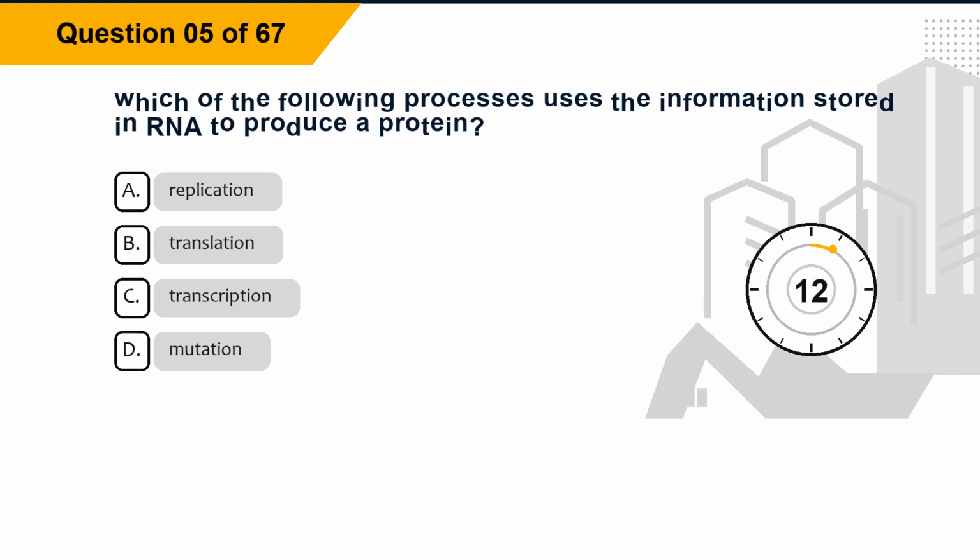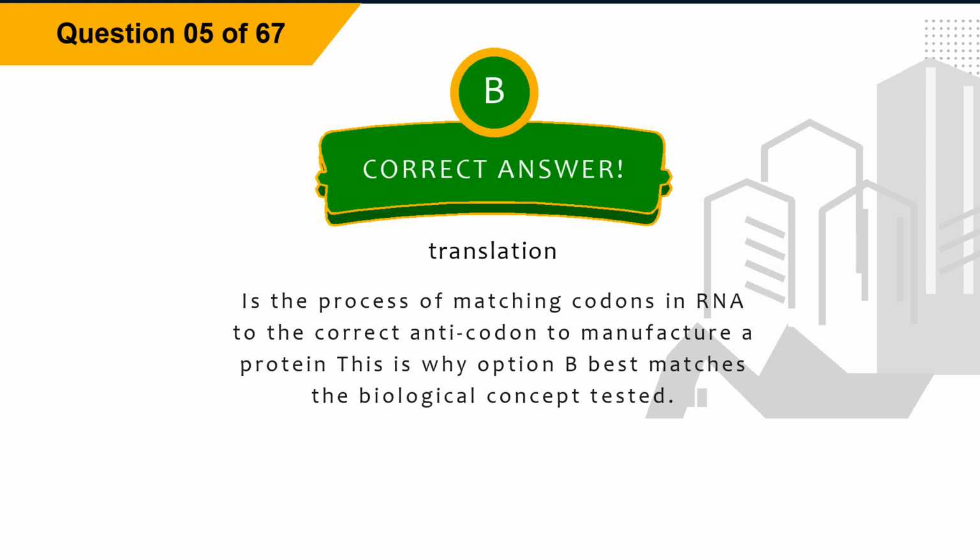Question 5. Which of the following processes uses the information stored in RNA to produce a protein? Option A, replication. Option B, translation. Option C, transcription. Option D, mutation. The correct answer is option B, translation. Explanation. Translation is the process of matching codons in RNA to the correct anticodon to manufacture a protein. This is why option B best matches the biological concept tested.